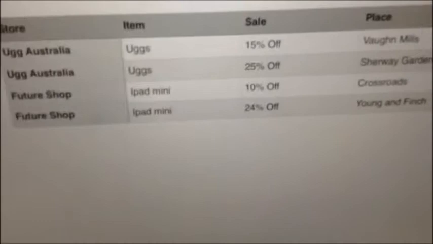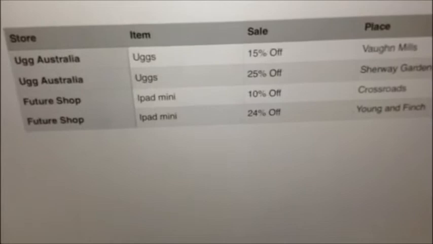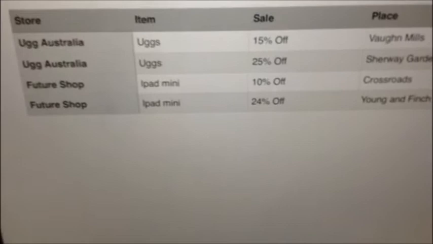So let's do another example. At Future Shop, an iPad Mini is 10% off, and that's at the Crossroads Future Shop. And then the iPad Mini was 24% off at the Future Shop at Yonge & Finch. Thank you guys for watching, and as you can see, math is everywhere, and I was just comparing the price of the sales. As you can see, it was 10% different here, and then 6% different there. Thanks guys for watching. Bye.